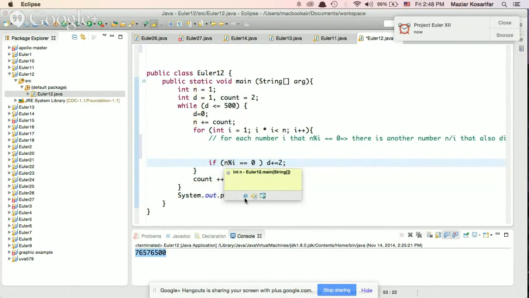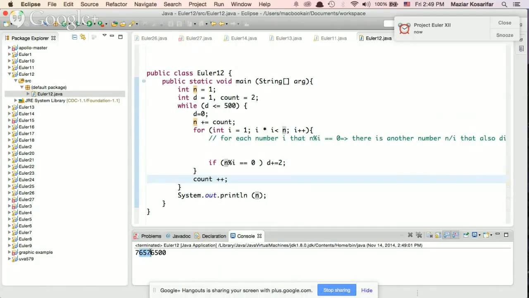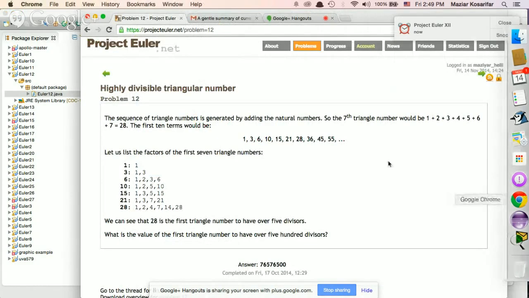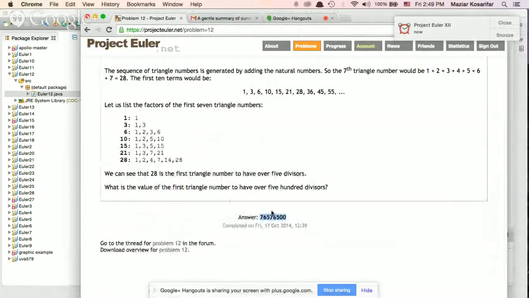So it will print out the answer at the end. If you run the program, the answer would be this: 76,576,500. And if you check the results, here's the same number. So that's the way to solve this question.